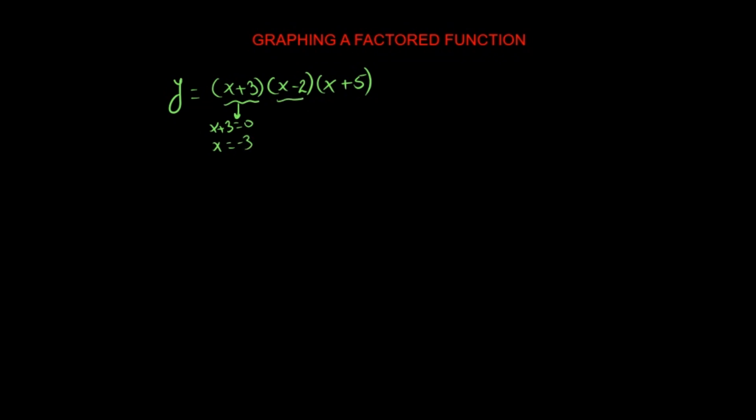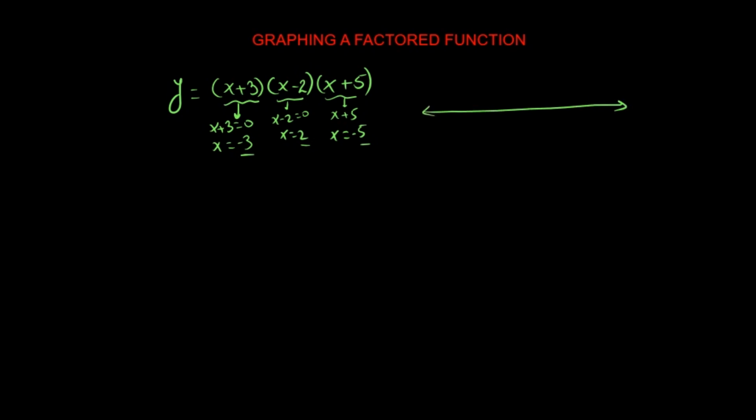Second, x minus 2. For x minus 2 to become 0, x has to be 2. And for x plus 5 to be 0, x has to be minus 5. Now at these points, the function will become 0, and these are your critical points: minus 3, 2, and minus 5. Now that we have the critical points, we draw a number line, and we will show those points.